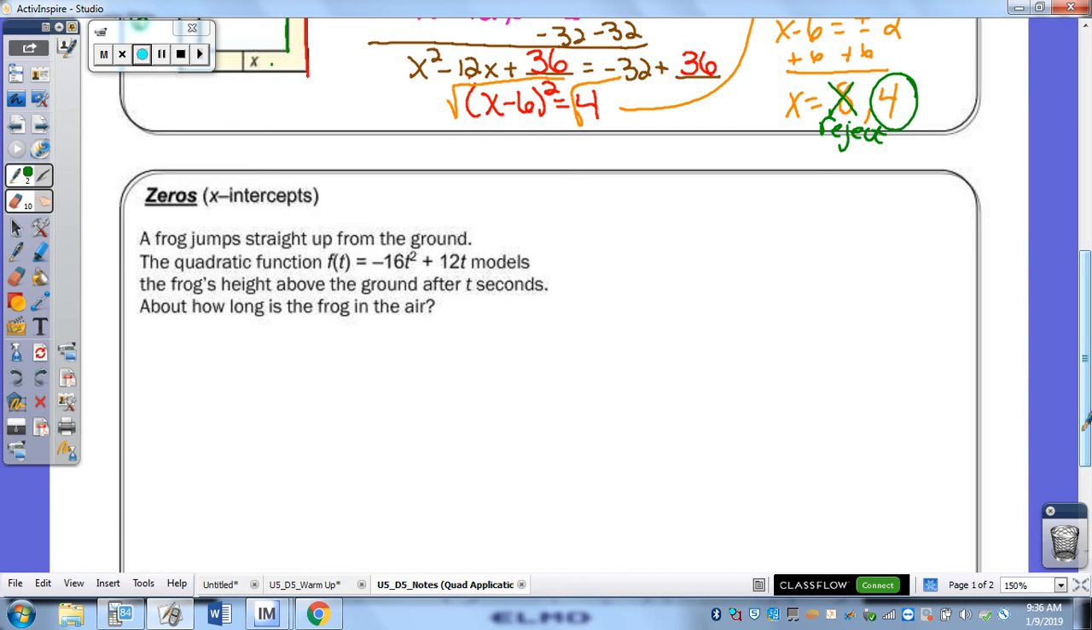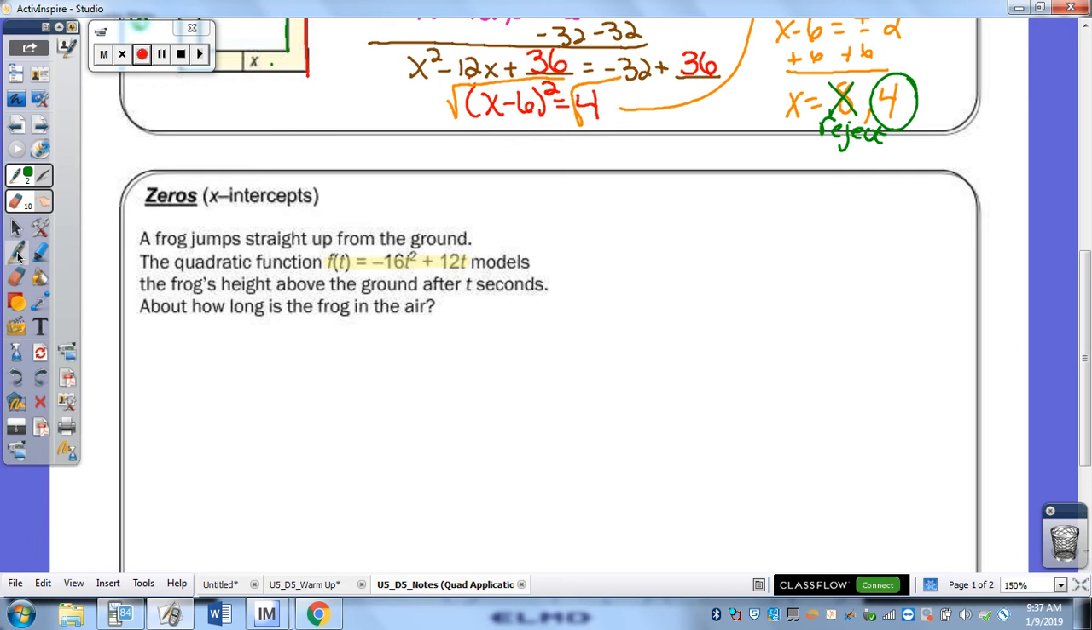All right, here's another kind of example of a quadratic word problem. So here we have a frog jump straight up from the ground. The quadratic function f of t equals negative 16t squared plus 12t models the frog's height above the ground after t seconds. About how long is the frog in the air for?